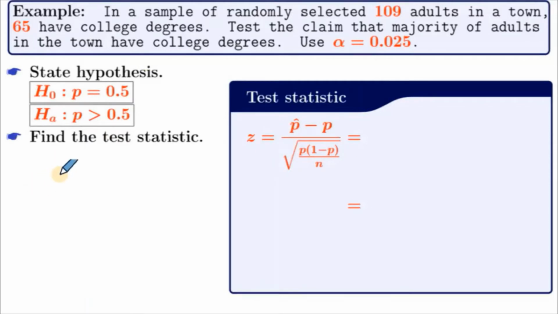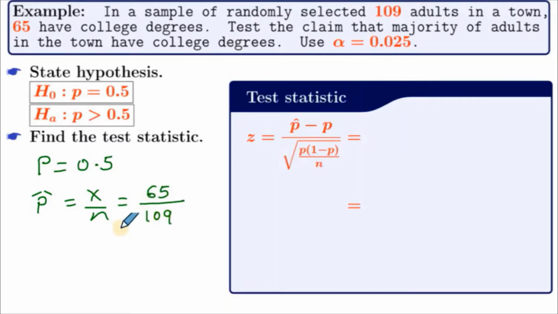So we know our P is 0.5 and let's find P hat. So the formula for P hat is X over N. So here our X is 65 and our N is 109. So therefore, P hat is equal to 0.596. And N is the sample size, which is 109. So our N is 109.